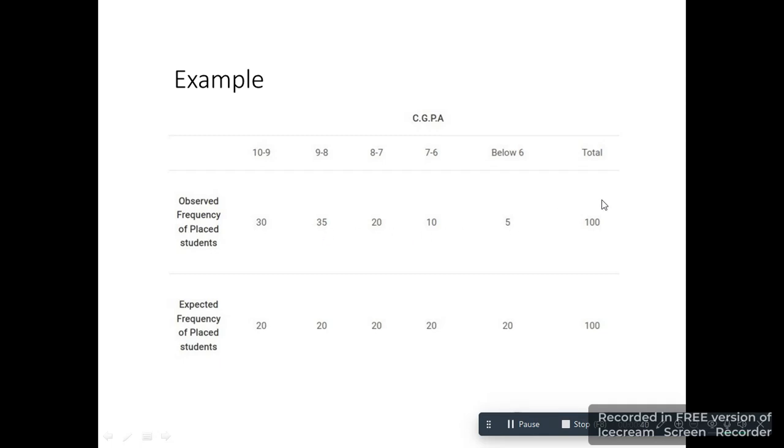Like that, some students get placed into the company, and the total of the observed frequency of the placed students is 100. Again, for the expected frequencies, in the 10 to 9 category there are 20 students who are expected to get placed into the company. So this 20 is the expected value.